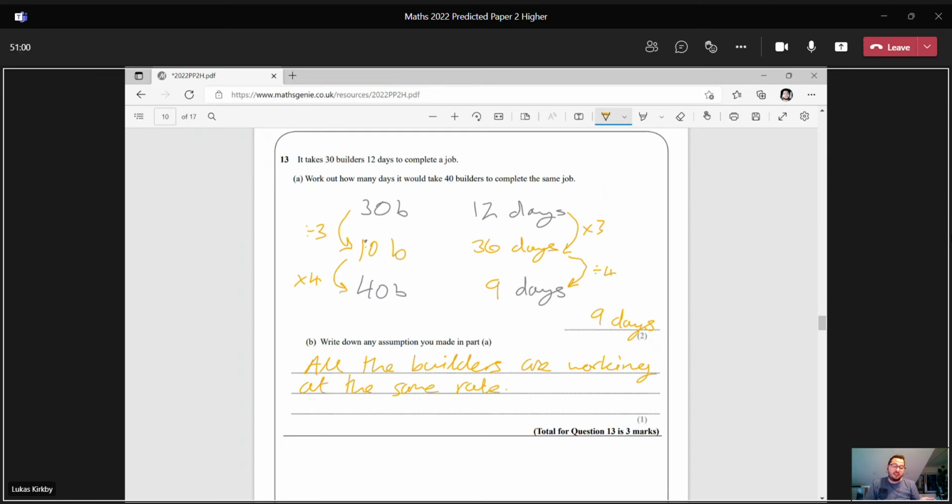Whereas in reality, there might be one lazy builder that's always smoking and having a bacon butty, and the others might be working harder. But in this scenario, I've assumed that they're all working the same.